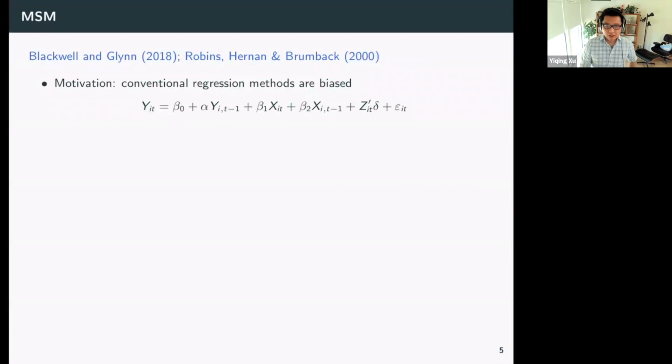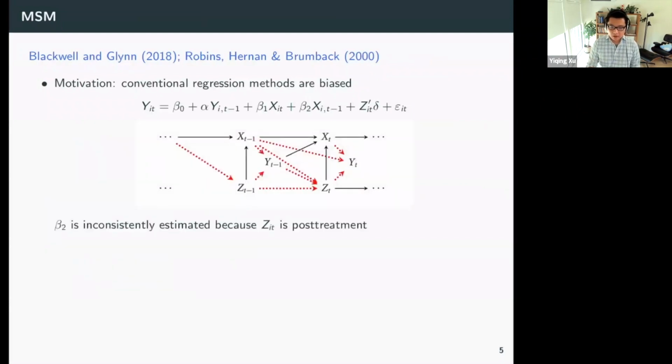Okay, first let's discuss the marginal structural model. The motivation is that if we believe this model is correct, and we have this treatment assignment process, this DAG, and we are not talking about whether the model is misspecified or heterogeneous, we assume this model is correct, but if we estimate this model, beta 1 will be consistent, this is fine, but beta 2 will be inconsistent.